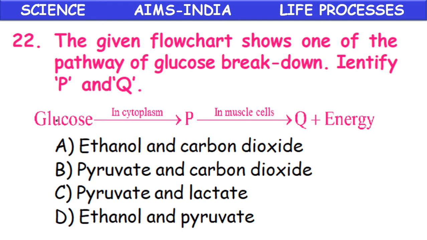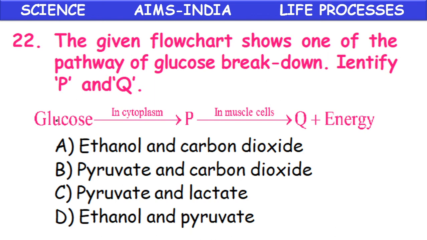In the given flow chart, a flow chart is given, which shows one of the pathways of glucose breakdown. Identify P and Q. Glucose in the cytoplasm, P in the muscle cell, Q plus energy. So it is clearly representing the anaerobic respiration. So what are the products formed?